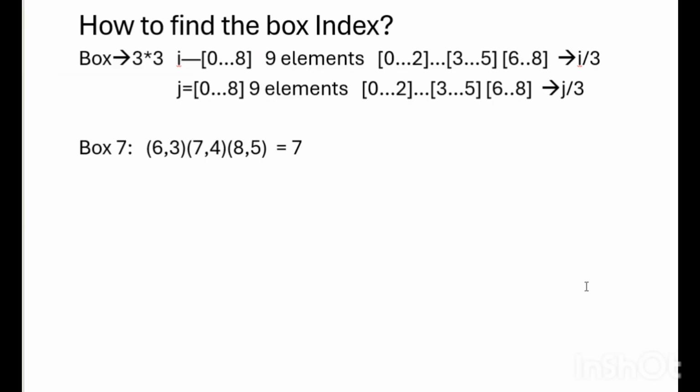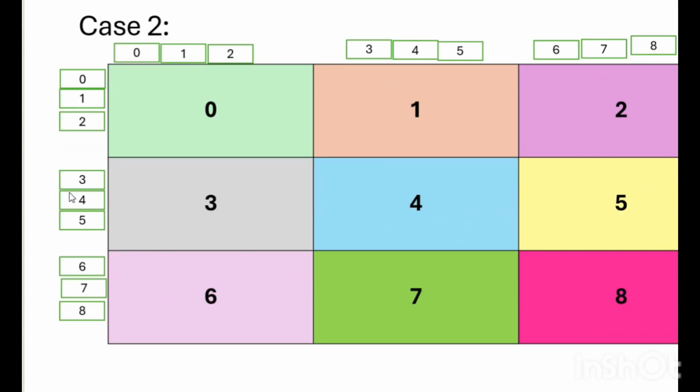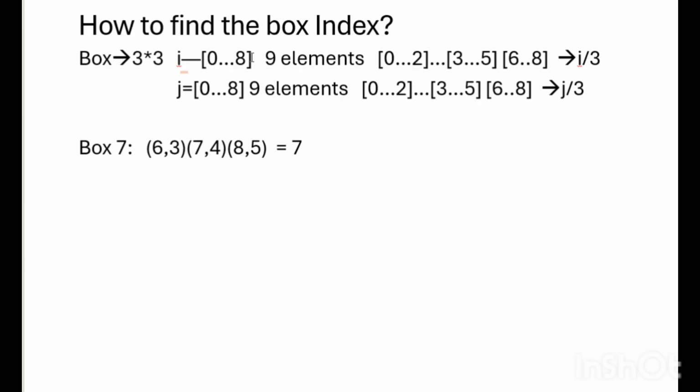If you see, a box is a 3 cross 3 matrix, right? Here, this is the 3 cross 3 matrix. So in the 3 cross 3 matrix, for the rows we have from 0 to 8, that is 9 elements present.